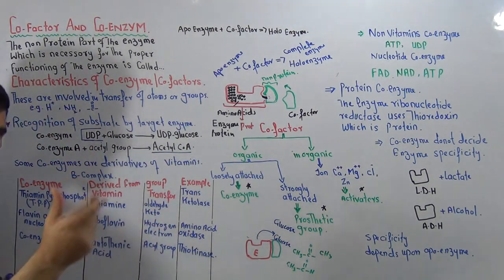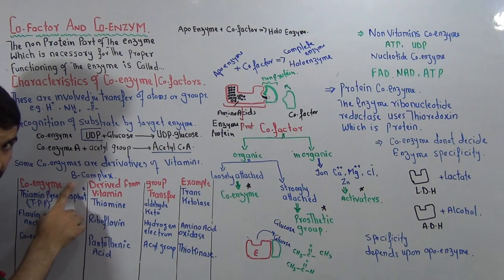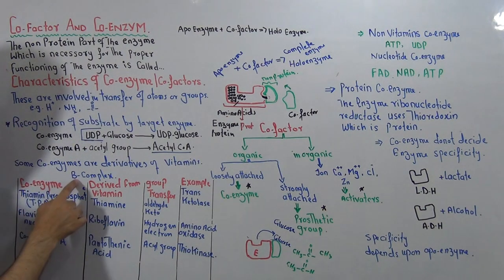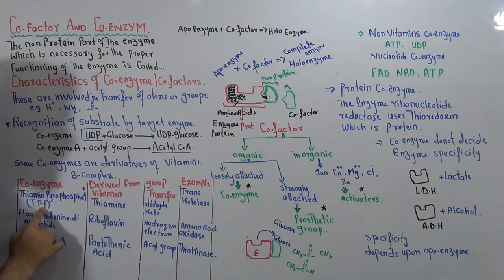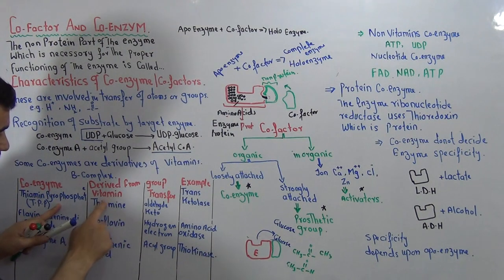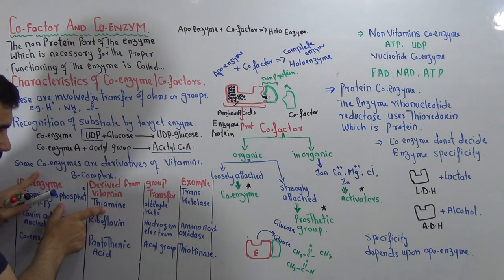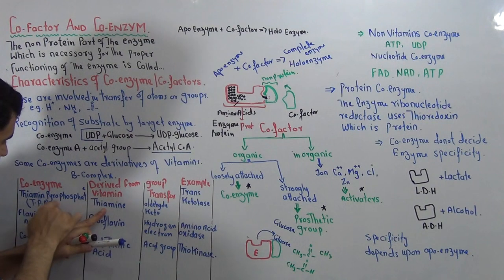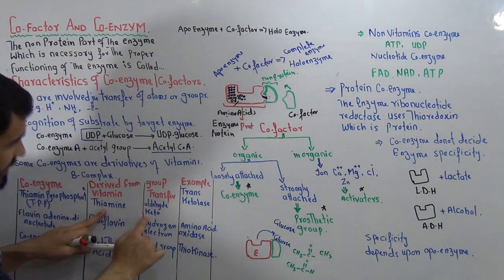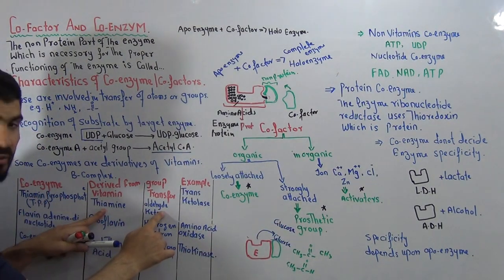I would like to tell you some examples. And this means that vitamins are so much important. For example, thiamine pyrophosphate, TPP. Thiamine pyrophosphate is a coenzyme, and this coenzyme came from thiamine. Thiamine is a vitamin. From the vitamin thiamine, we get the coenzyme. And what will be the role of this coenzyme? It will transfer aldehyde. Yes, I already told you about the transfer of aldehyde. So this coenzyme helps in the transfer of the aldehyde group.